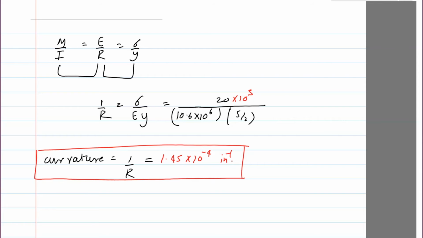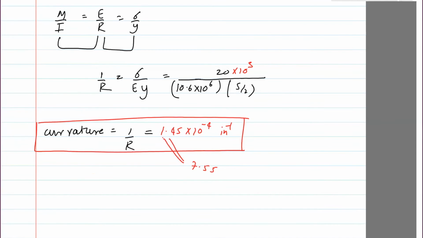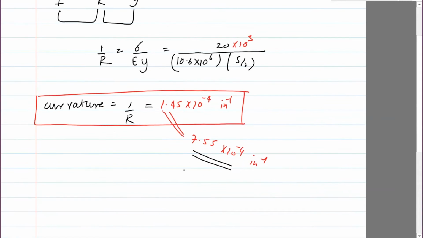Yeah. 7.55. You got 7.55. Is that it? Times 10 raised to 4. Okay, so you might be right. So, okay, so probably that's right.